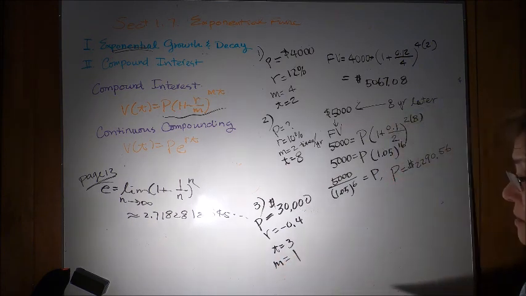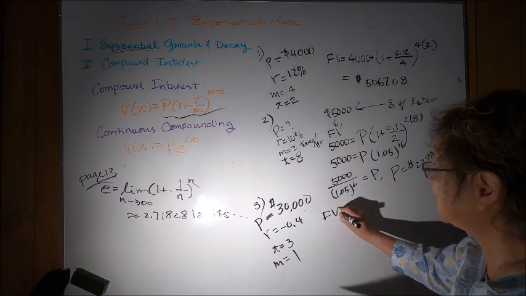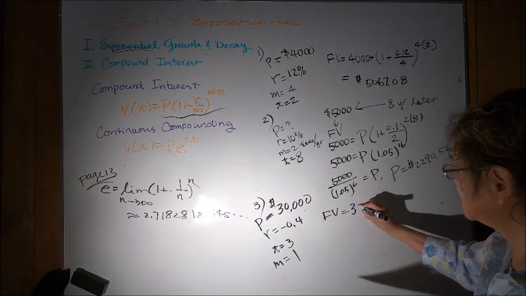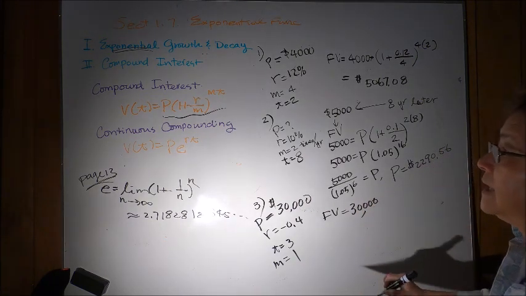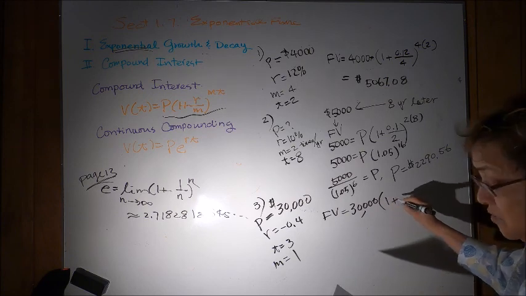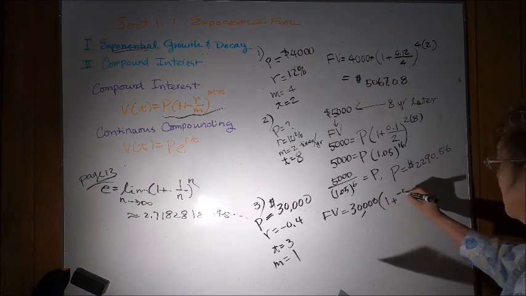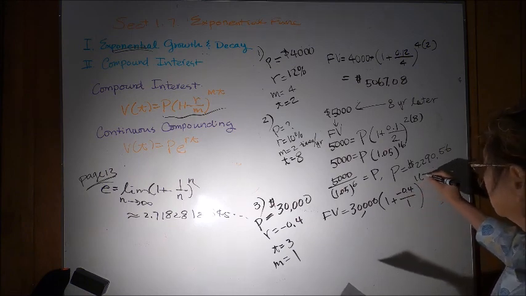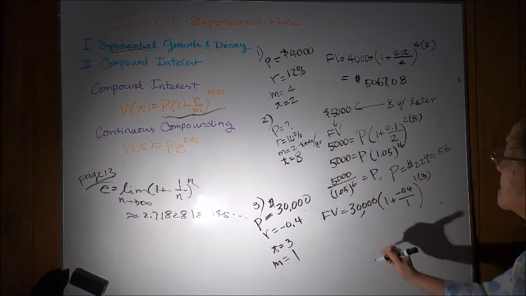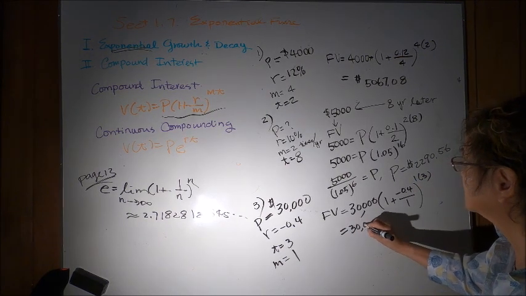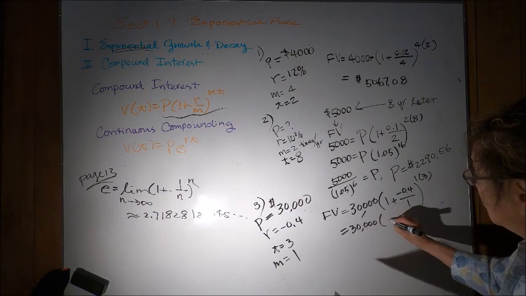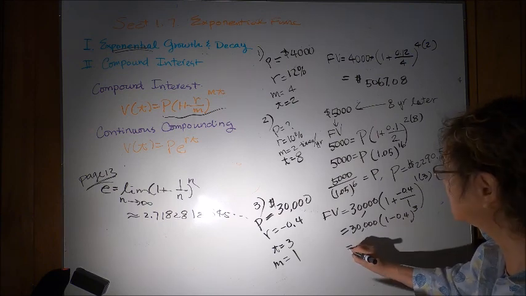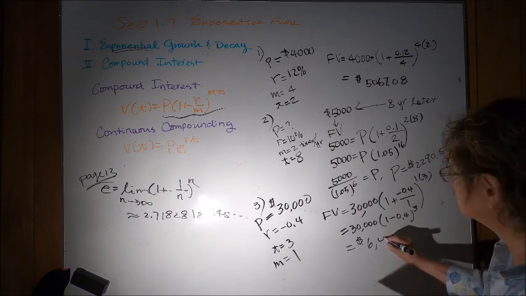It depreciates once a year. So what we want to find is the future value, right? Use that formula: $30,000 times 1 plus what's your R? Negative 0.4. Once a year, 3 years. So actually you have 30,000 times 1 minus 0.4 to the third power. So that will be what? 6480.